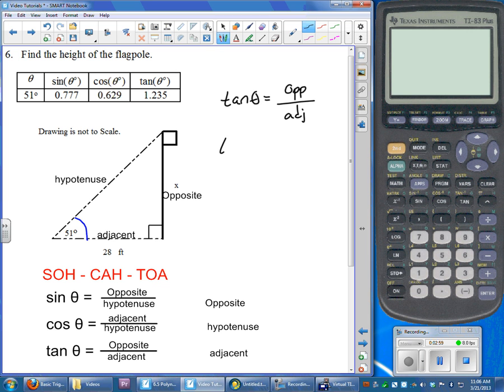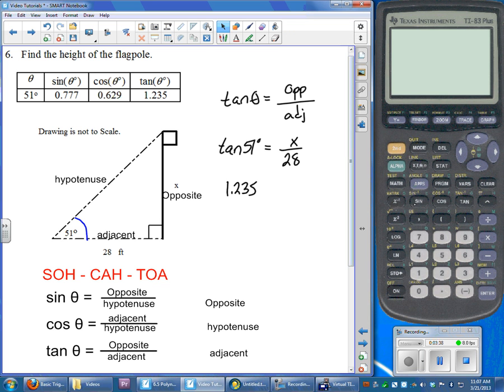Tangent of theta is going to become tangent of 51 degrees, and that's equal to opposite, which is X, divided by adjacent, 28 feet. Okay, we'll include the units here in our answer, but we won't work with them as we go. Now, tangent of 51 degrees, don't let that scare you. That's just a decimal. That's a number. We can evaluate that, and in this problem, they actually give us a table. They calculated the sine of 51, the cosine of 51, and the tangent of 51 degrees. So what we can do is replace tangent of 51 with its approximate of 1.235.